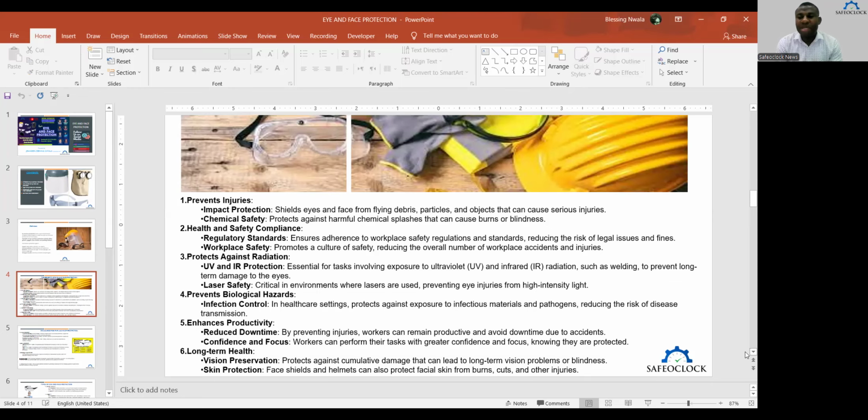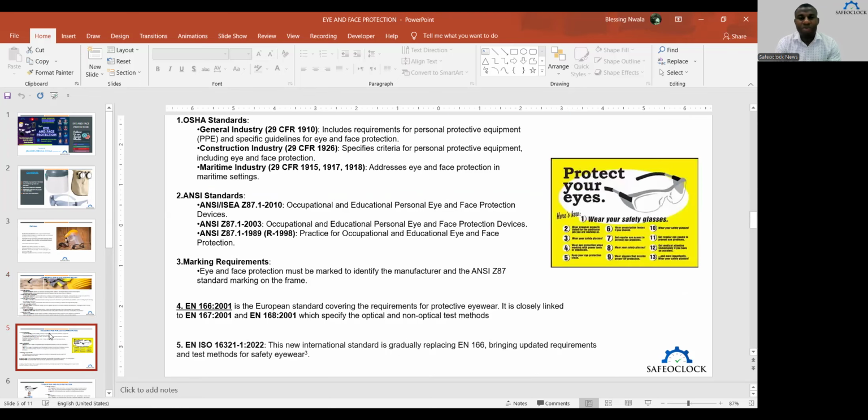In the long term, it will also protect health because your vision will be preserved. There will be no damage to the vision. There will be no damage to the skin on the face because you are using adequate protection. So this is some of the importance of using face and eye protection.